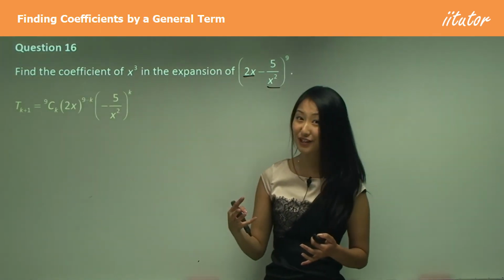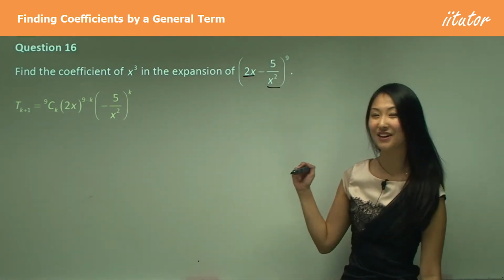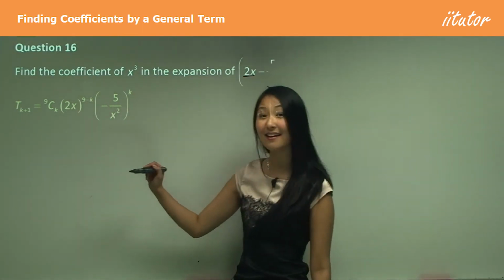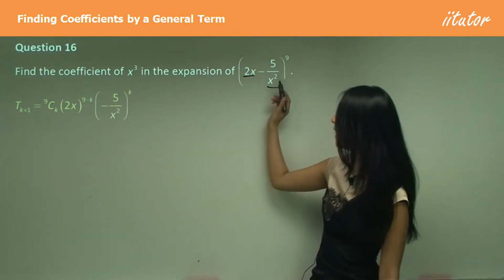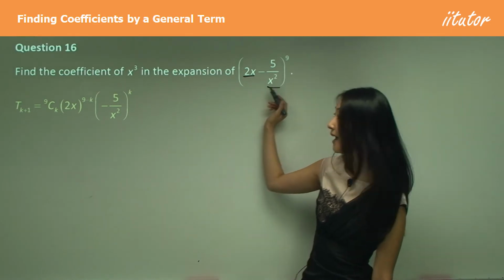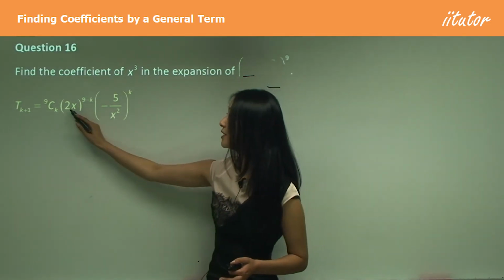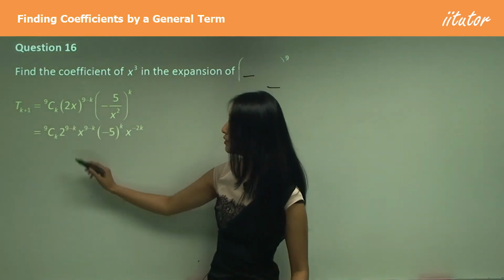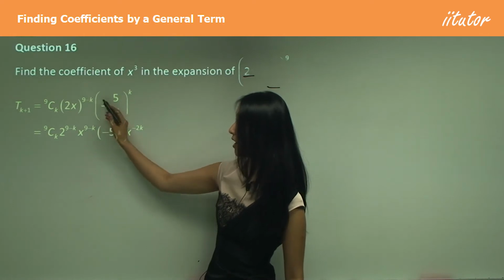So general term first. Here we have the power of 9, so we know that's going to be 9Ck. So it'll be (2x) to the power of 9 minus k. And here, negative 5 over x² to the power of k. And we need to simplify. So I'm just going to break those two up. So this becomes 2 to the power of 9 minus k. This is x to the power of 9 minus k.